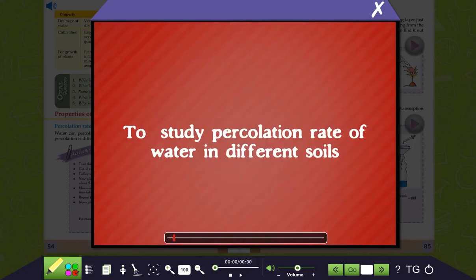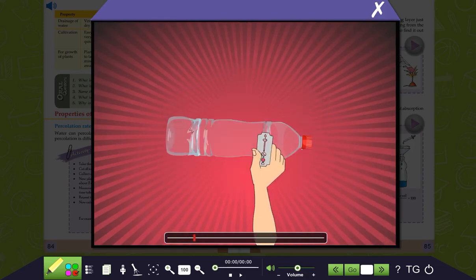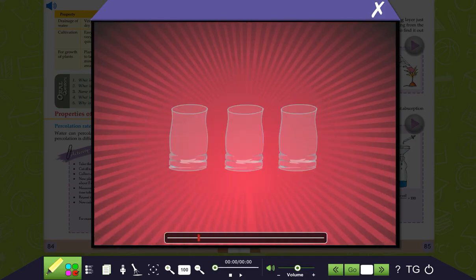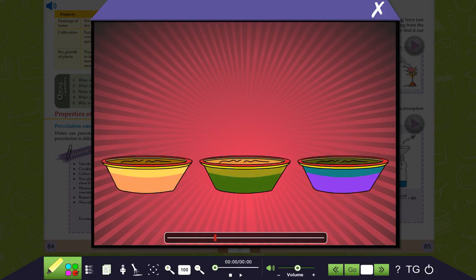Activity 2. To study percolation rate of water in different soils. Take 3 similar plastic bottles. Empty mineral water bottles can be taken. Cut off the top and bottom of all 3 bottles so that they look like hollow plastic pipes. Collect about 2 to 3 kilograms samples of 3 different types of soil.